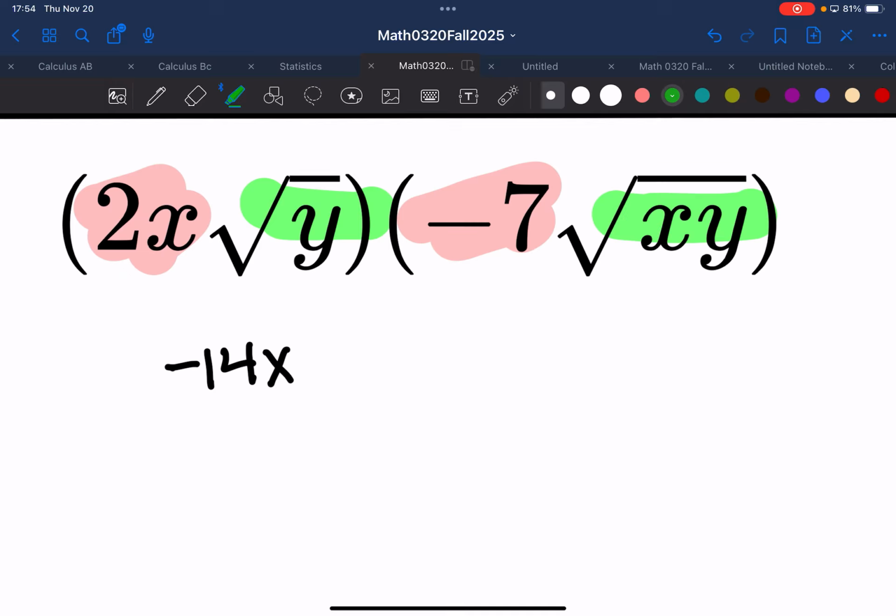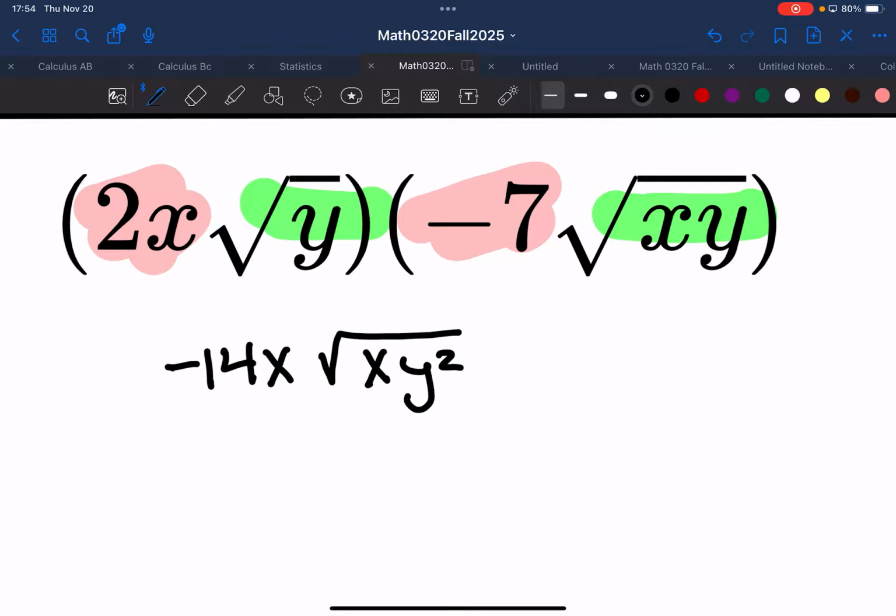And then I'm going to multiply those together, which means I'm combining them under one radical. So what would I have? Xy squared, because I have y times x times y, which means I have 2 y's being multiplied, which gives me y squared, and then I have that x.